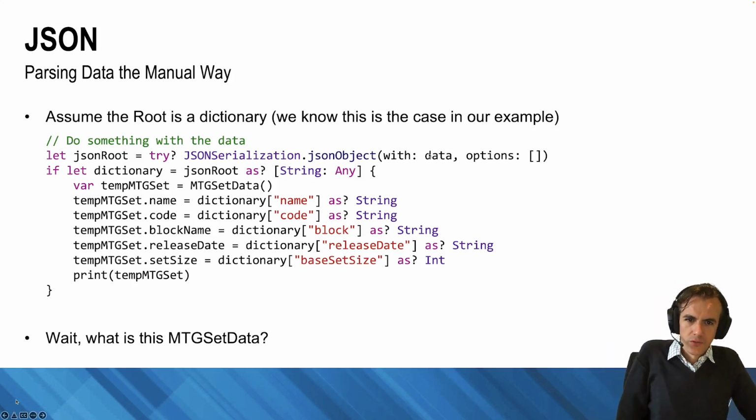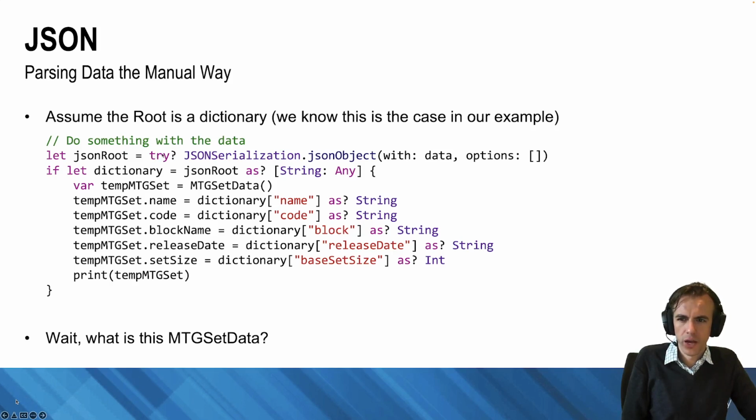How this works is, first of all, we pass in the data, and this is just the data value we were looking at before that came from the web service. We ask it to do JSON serialization on it. It returns us an any object, and this is code that can throw. So you see it has a try keyword, but instead of saying try, it says try question mark, and this means something different.